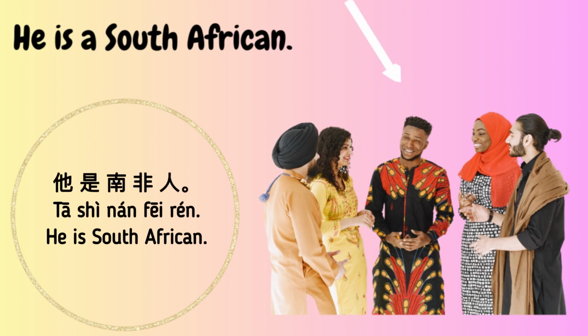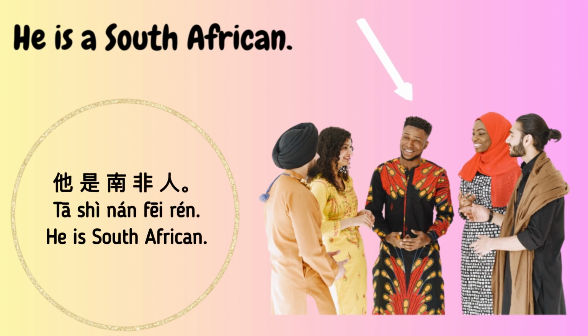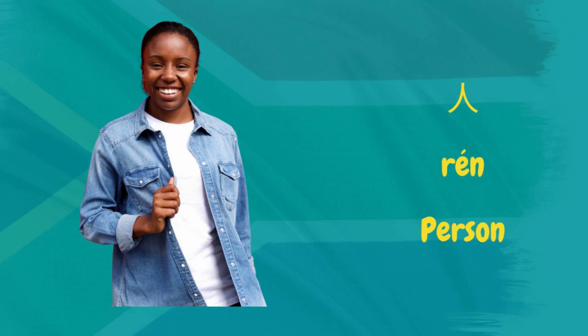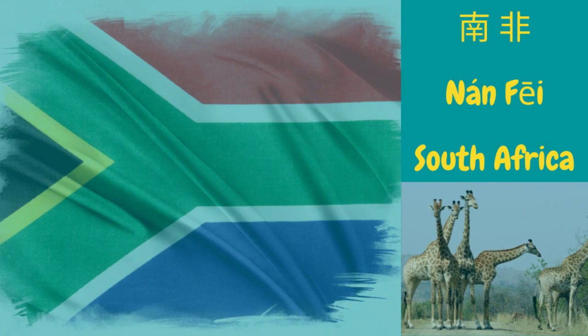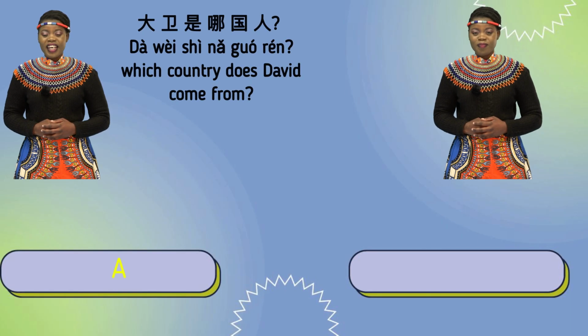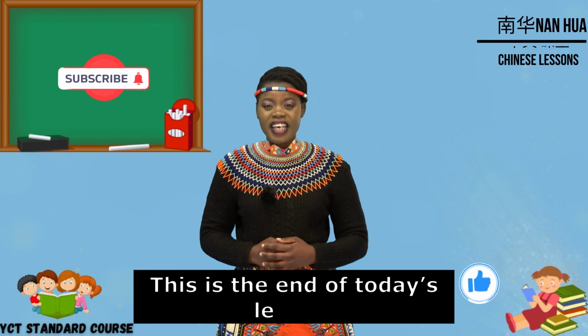他是南非人。国 means country. 人 means a person. 南非 means South Africa. Now, let's make a short dialogue. 大卫是哪国人? 他是南非人。This is the end of today's lesson.